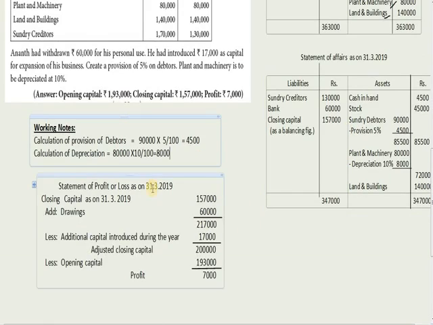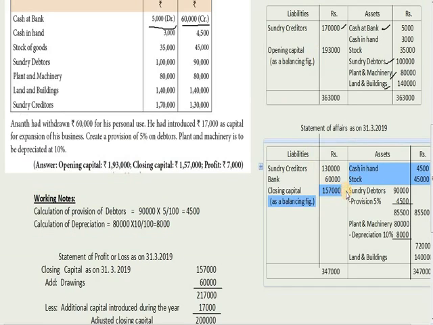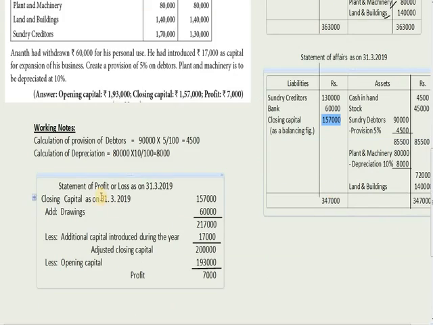And now we have to proceed in the usual way, that's preparing our statement of profit or loss. We are taking the closing capital at the beginning, that is 1,57,000. 1,57,000 we have calculated from the statement of affairs that is prepared on 31st March 2019. And we have added up drawings and deducted additional capital and deducted opening capital, and we arrived at the closing figure, that is profit 7,000.